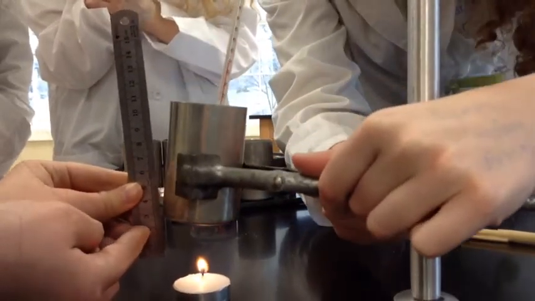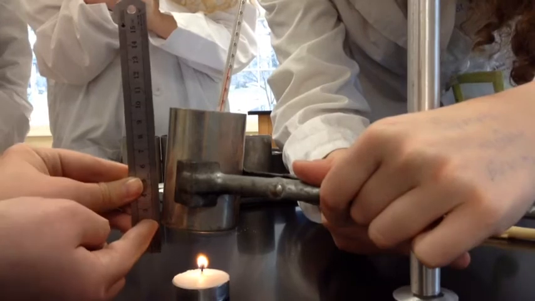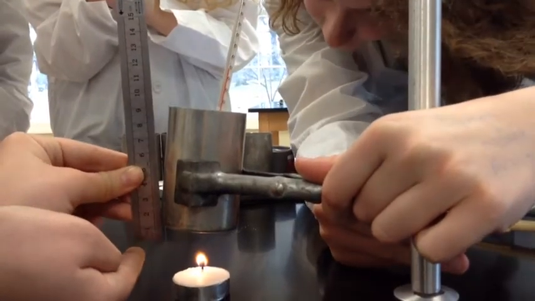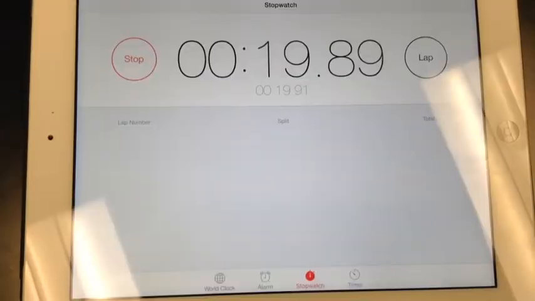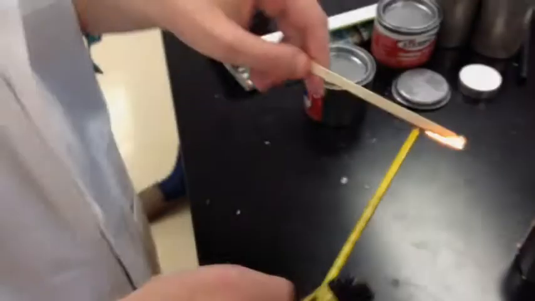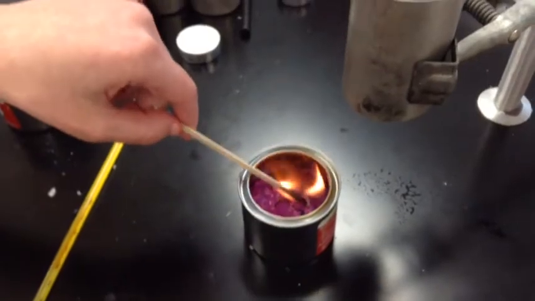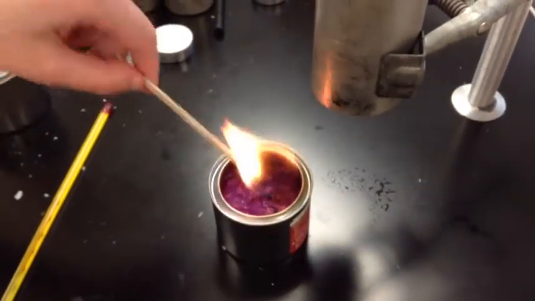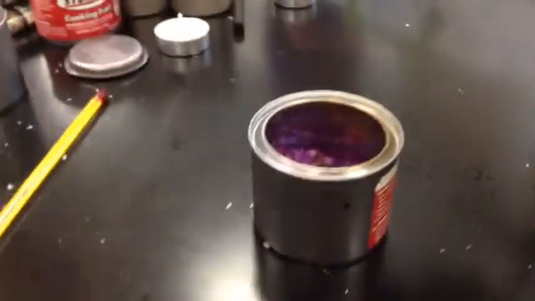Measure 2 centimeters from the flame to decide where the water should be placed. Start the timer. When done, put out the flame. Now we light the cooking fuel and put it under the water, and we leave it for 3 minutes and take it out.